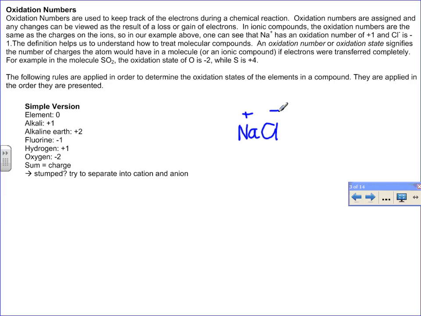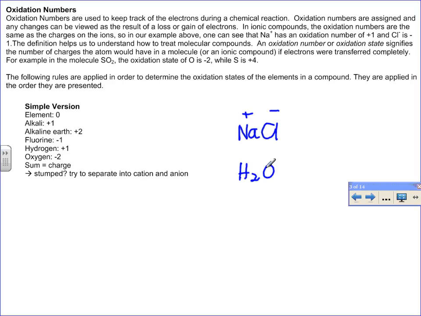Now, it's less clear for molecular compounds, because if you have a molecular compound, so something like H2O, we know that these substances have not been formed by a transfer of electrons. So within a molecule of H2O, hydrogen and oxygen do not have a charge. So therefore, in order to keep track of electrons, we're not looking at charges, we're looking only at oxidation numbers.